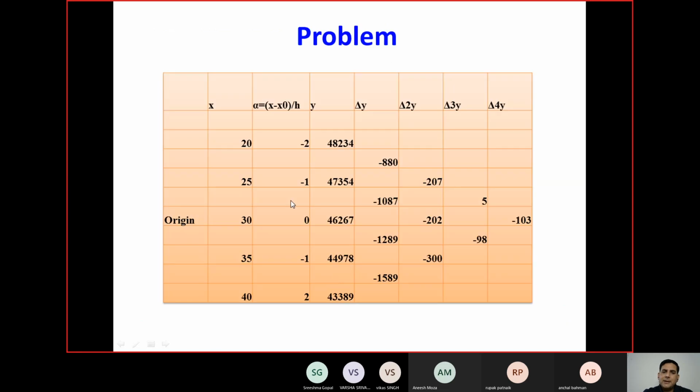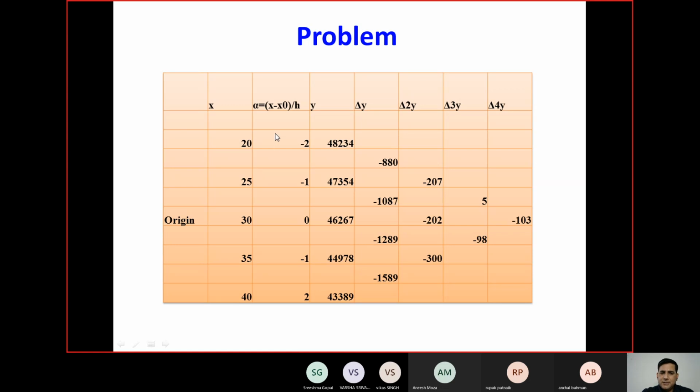I mean to say, let's say you want to calculate the function value at 26. For that 26, your x naught should be considered as 25, not 20, not 30. Because if you take 25, your x is 26, so 26 minus 25 would be just 1 divided by h. That would be the least value of the alpha which you will get in this entire table. So you have to choose the x naught that way.